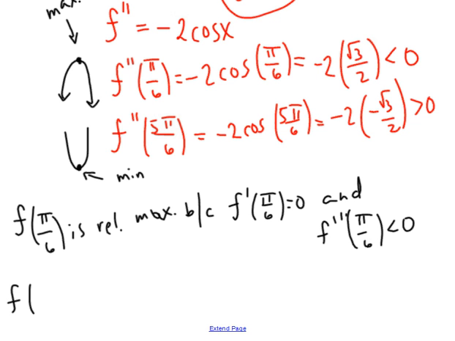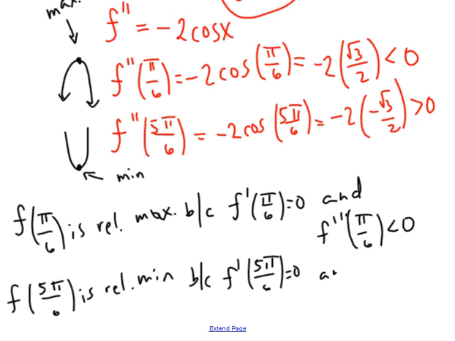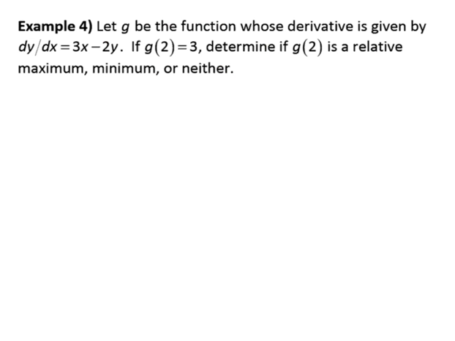Okay, and then for f at 5 pi over 6, that's a relative minimum because f prime at 5 pi over 6 equals 0, and f double prime at 5 pi over 6 is greater than 0. Okay, so make sure, again, you have this final statement. All right, for our last example, like I said on example 3, you didn't have to use a second derivative test. I just told you to. But for example 4, you're going to have to use a second derivative test, and let's see why.